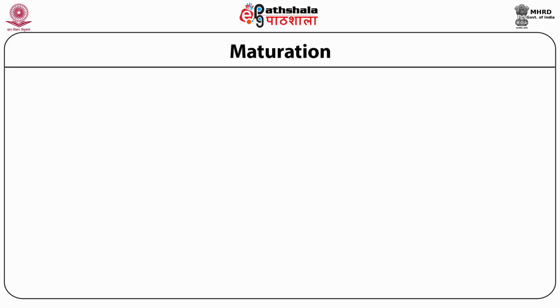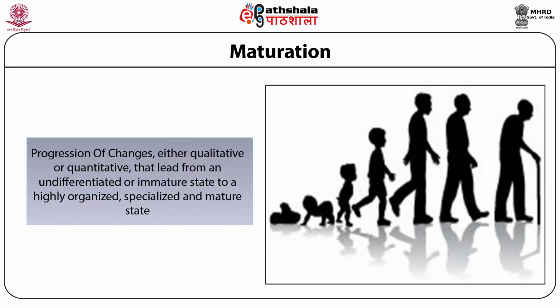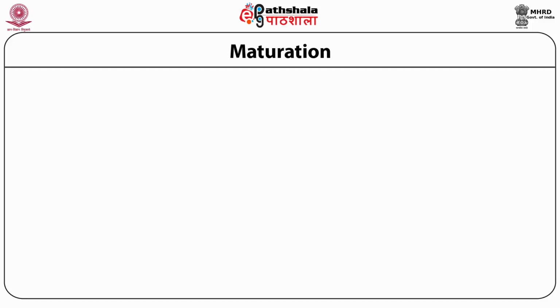Maturation. Barry Bogin defines maturation or development as a progression of changes, either qualitative or quantitative, that lead from an undifferentiated or immature state to a highly organized, specialized, and mature state. The end point of maturation within the context of growth is the attainment of adulthood, which is the state of being a functionally mature individual. Functional maturation in the biological context implies the ability to successfully procreate and raise offspring who themselves will successfully procreate. The process of maturation continues throughout life. It begins at conception and ends at death.